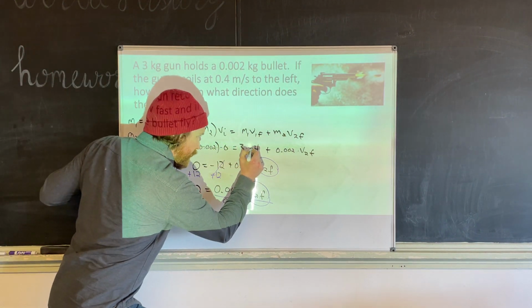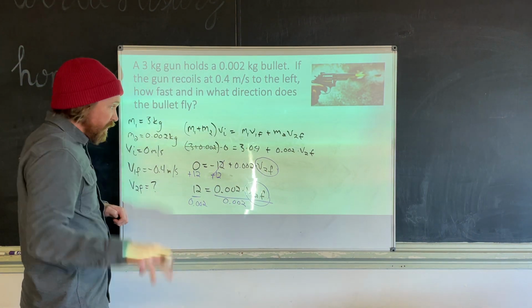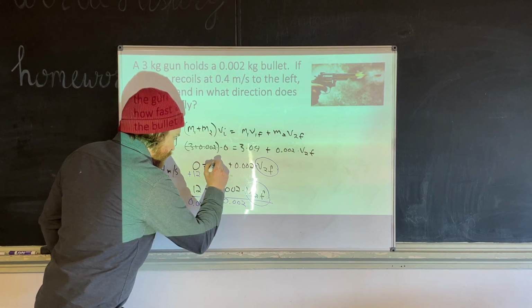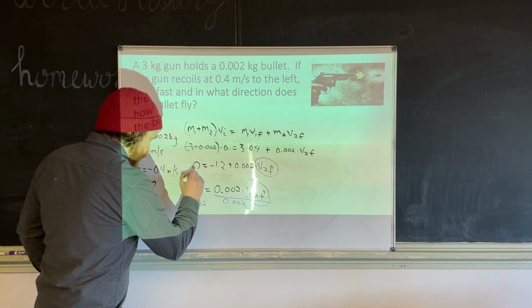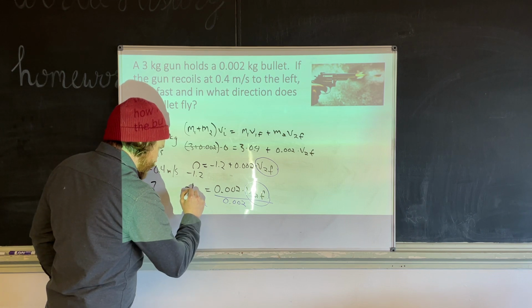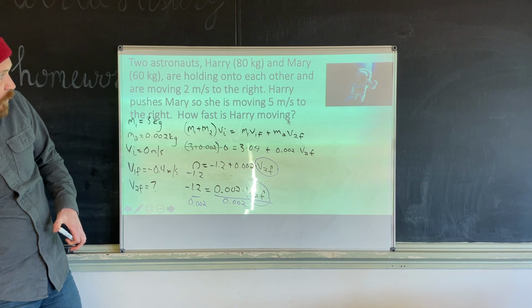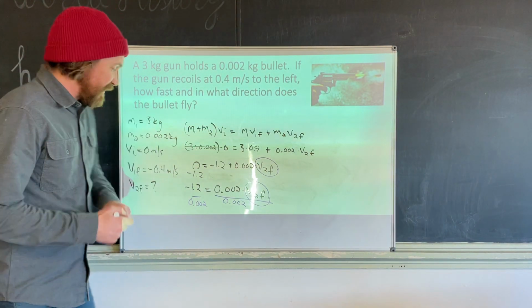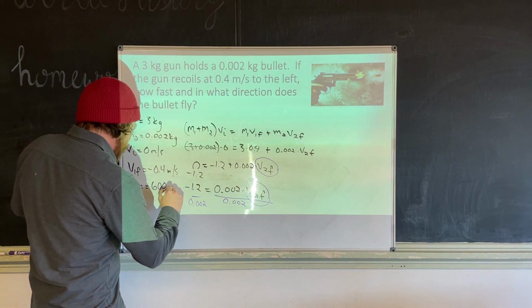This was not 4. This was 0.4. Were you saying that to me the whole time? If you were, good job. Which means that this is not 12. This is negative 1.2. And when we do that, we don't get 6,000. We get a final velocity of 600.